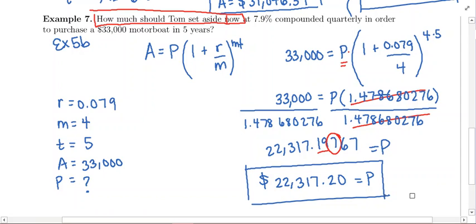Okay, is this a sensible answer? Yes. Okay. He wants to have $33,000 in 5 years. Okay. So the answer needs to be a number that is less than $33,000. Say you had solved this problem and got something bigger than $33,000. That wouldn't make any sense. Okay. Why would he be investing? Because he'd already have the $33,000. Okay. This is a sensible answer.